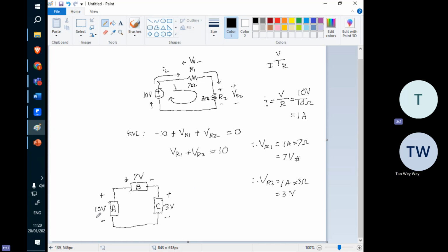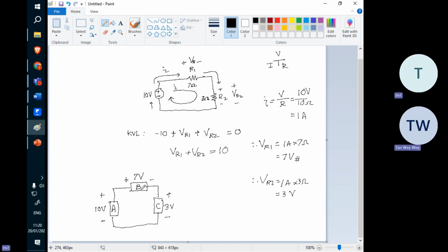Let's say you have 10 ringgit here. You give 7 ringgit to friend B, 3 ringgit to friend C. This is what I think, right? I want to double confirm whether my assumption is correct.